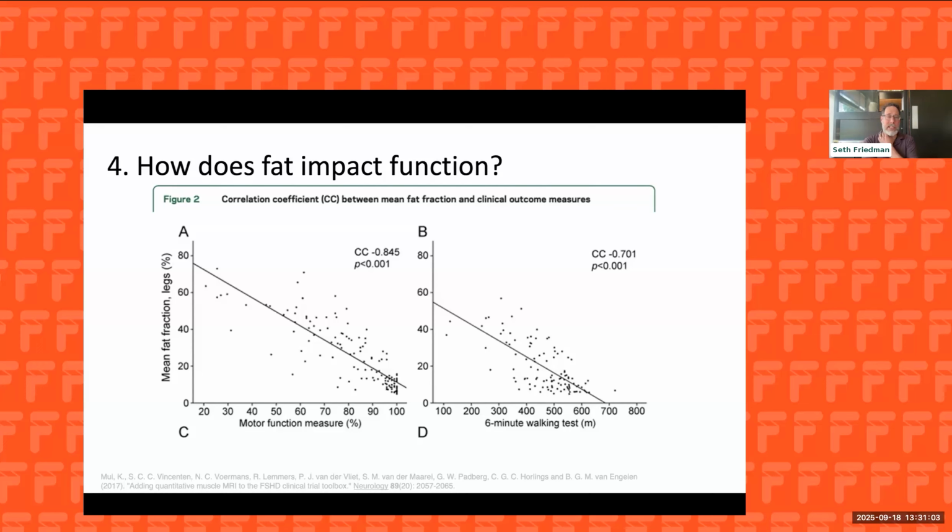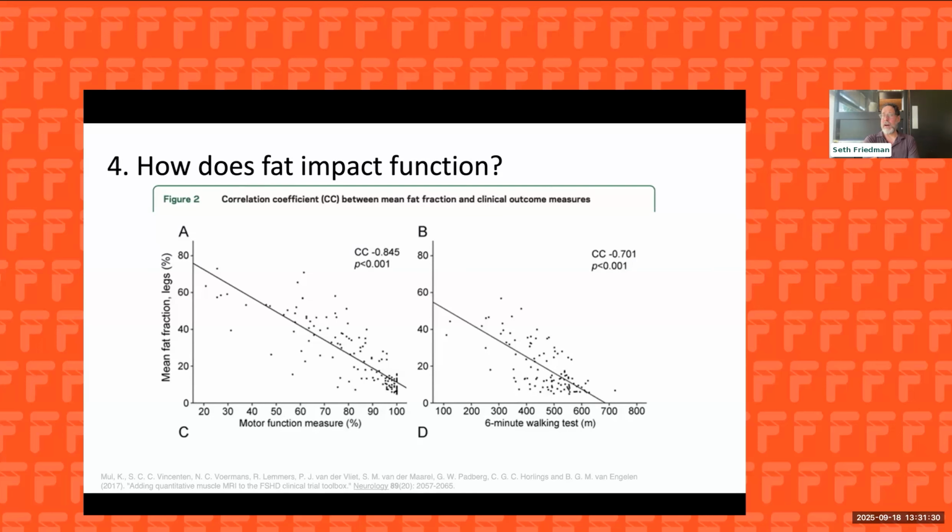This is some data from Carlene Moule, and I think probably every group that has studied FSHD has made plots identical to this in their papers. We have many. On the left, you have fat fraction in the legs on the y-axis, and on the x-axis you have a motor function measure, and they look very correlated. The same is true for the 6-minute walk test.